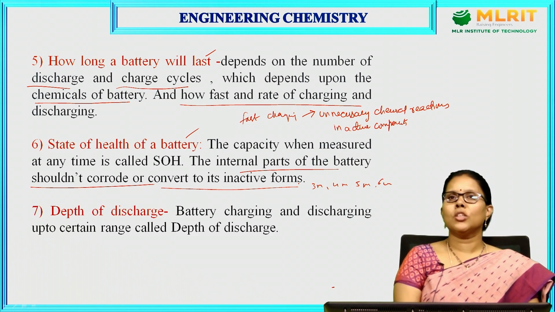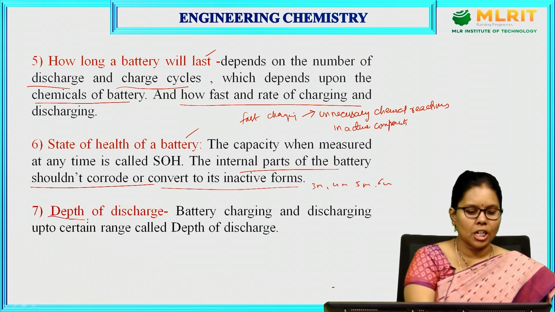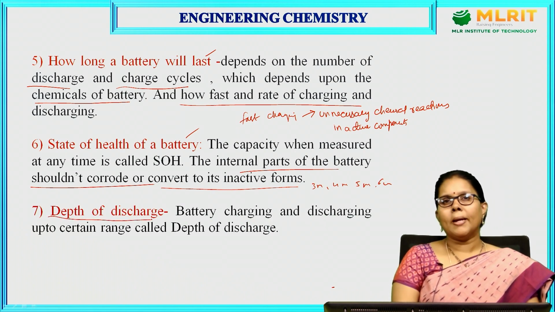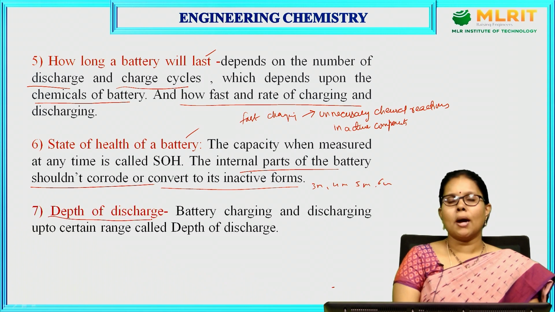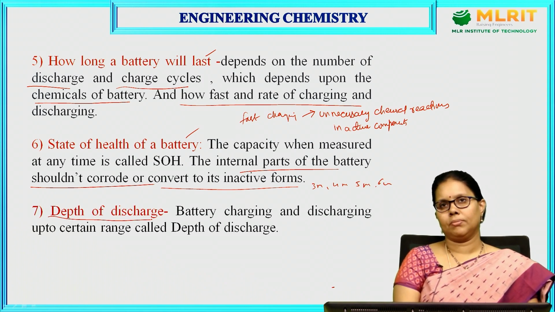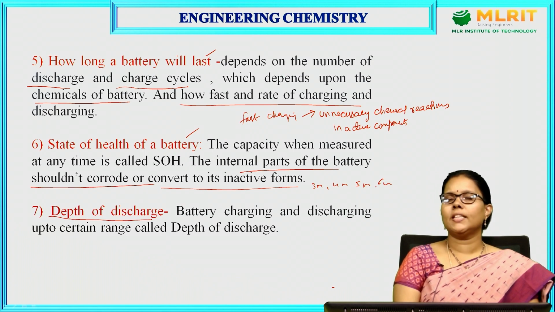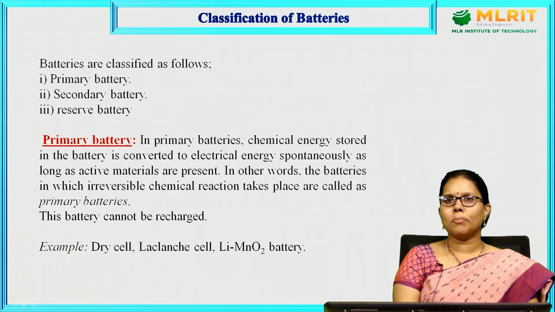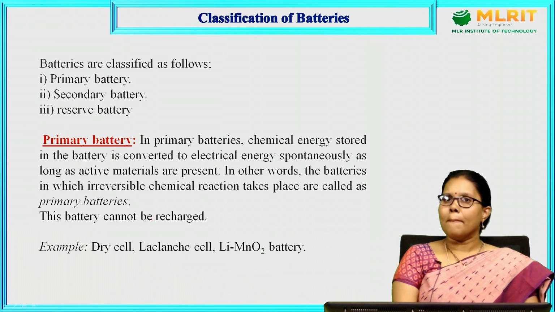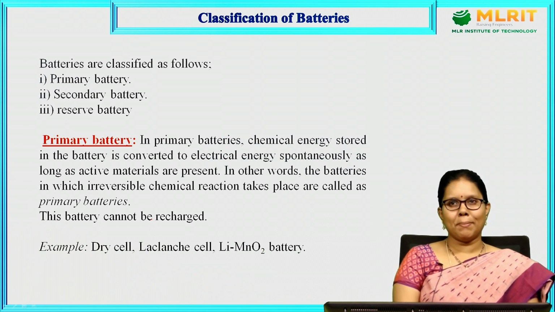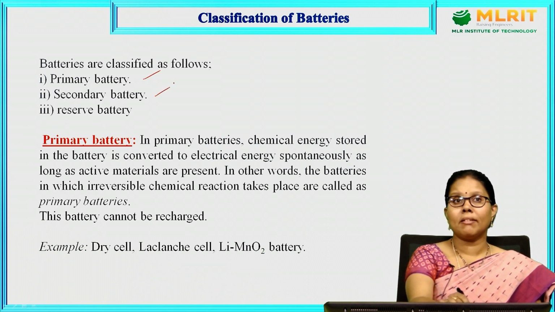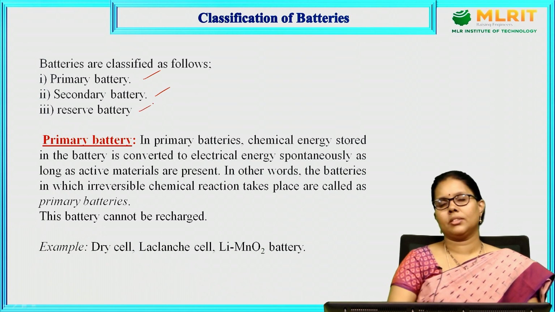Let us move to the next characteristic, which is depth of discharge. Battery charging and discharging up to a certain range is called depth of discharge. So all these 7 characteristics should be satisfied by a battery. Let us move to the next topic, called classification of batteries. Batteries are classified as primary batteries, secondary batteries and reserve batteries.